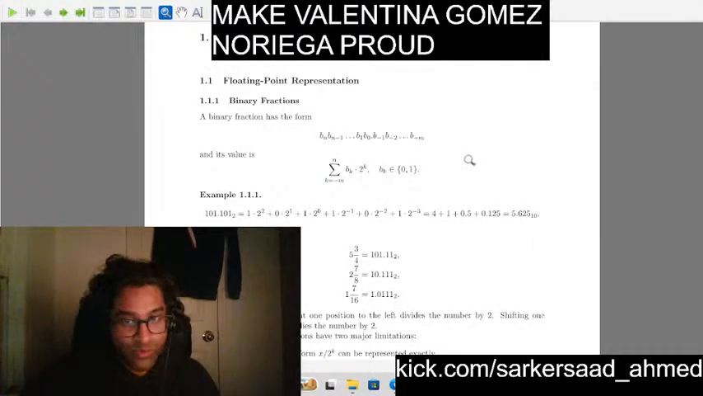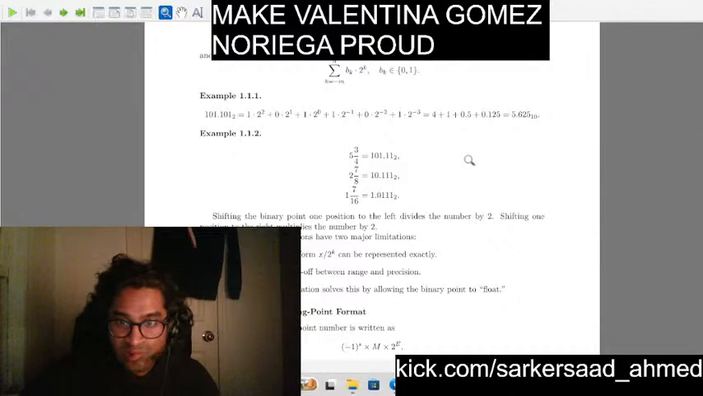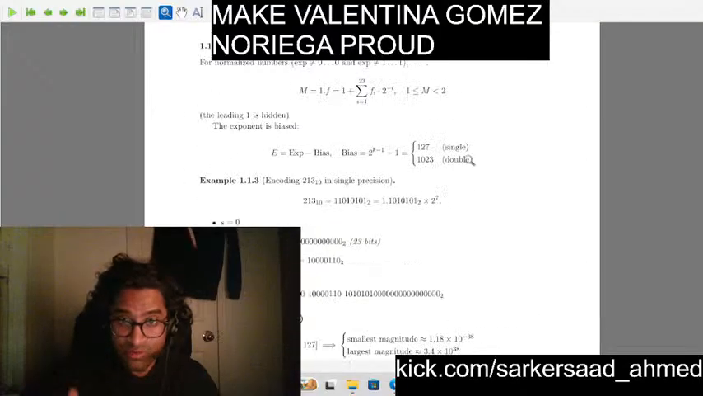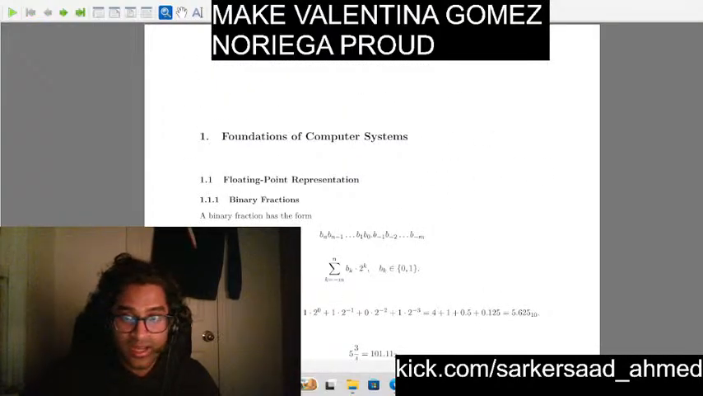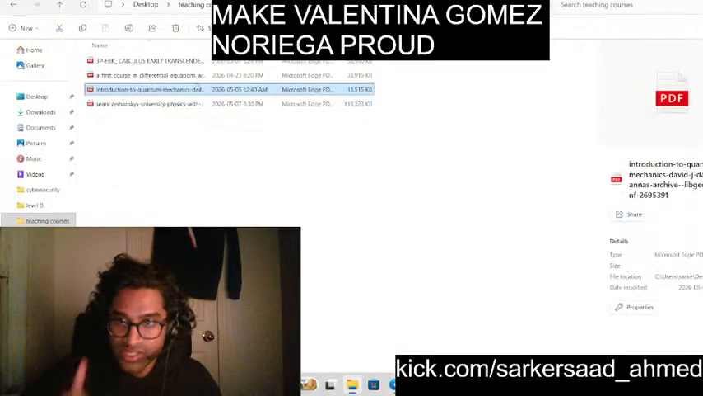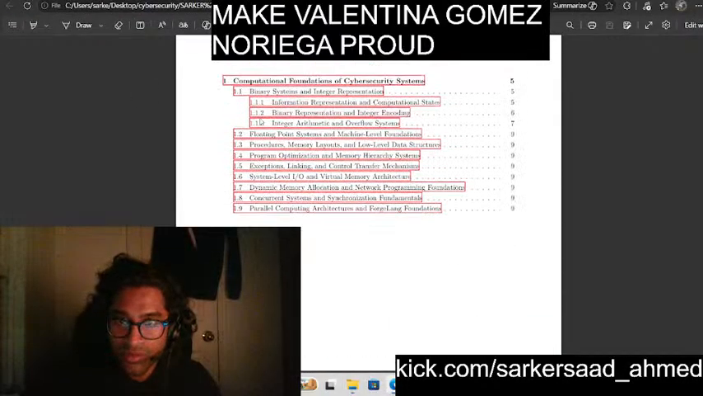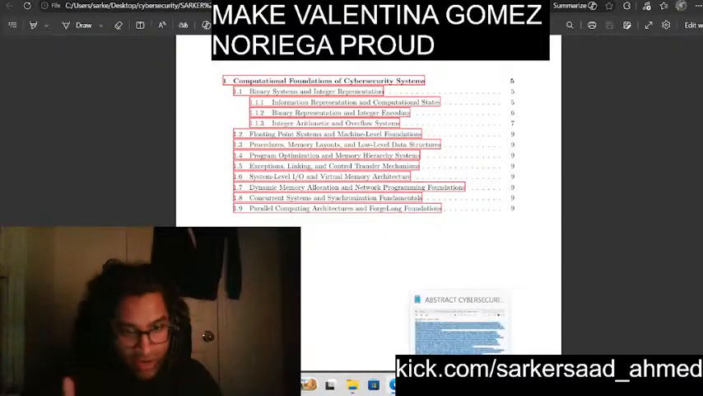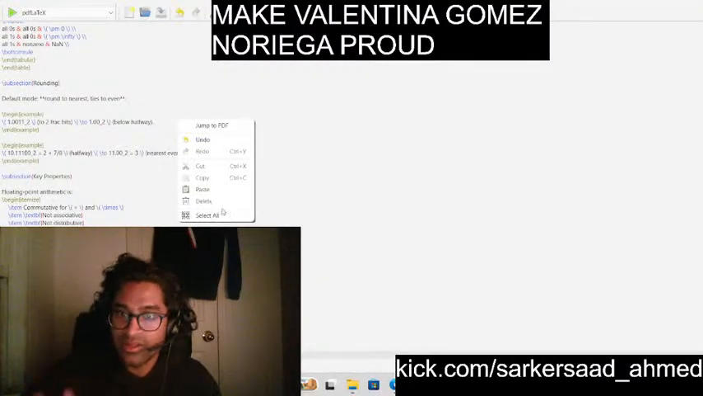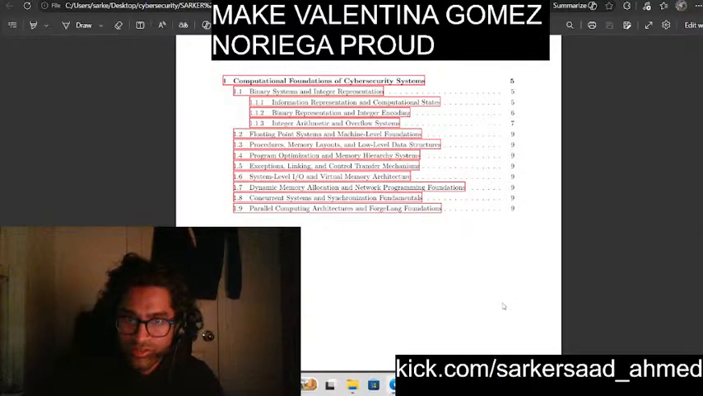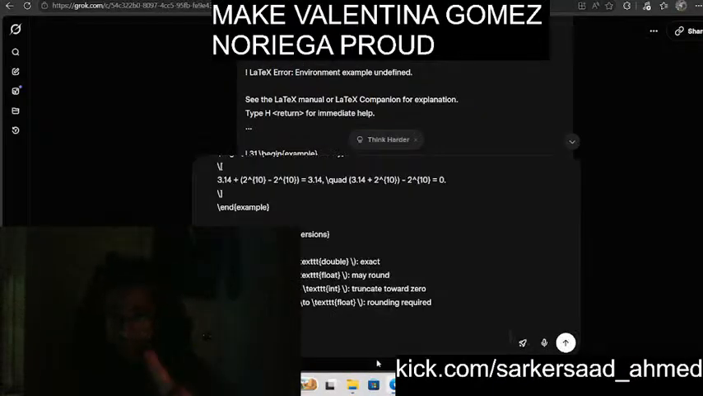So it will be 1.2, not 1.1. It'll be 1.2 floating point representation. So the chapter name will be floating point systems and machine learning foundation. I got it. Wait. Don't worry, I'm going to take time. The floating point systems and machine learning foundation. It worked.